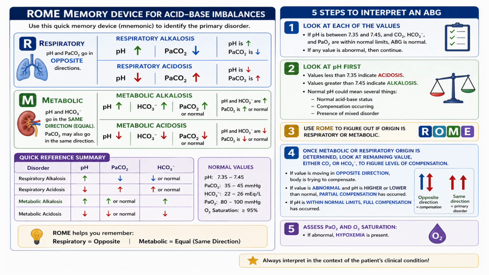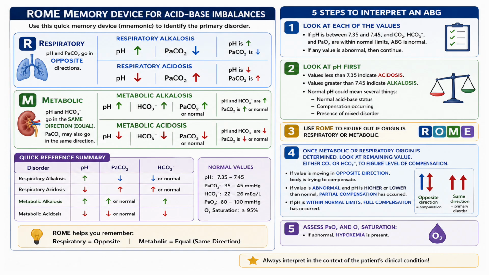Look at each of the values, look at the pH first, use ROME, which is here, and once metabolic or respiratory origin is determined, look at the remaining value, either the CO2 or bicarb, to figure the level of compensation, right? And you want to know, okay, is the body compensating and how much? Is it full compensation, partial compensation, or no compensation? And then you want to assess their PaO2 and oxygen saturation, because if it's abnormal, that means there's hypoxemia present. Okay, so that is your ROME mnemonic. The ROME method is a great mnemonic to help you interpret ABGs.